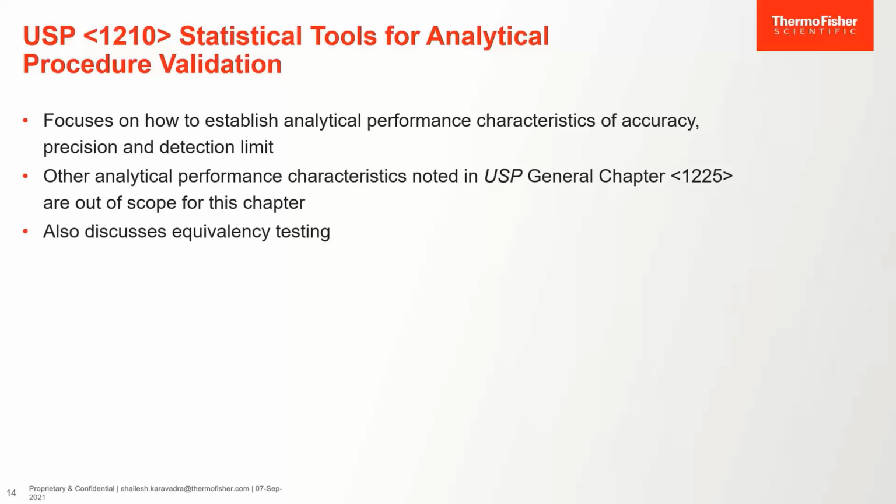Other analytical performance characteristics noted in USP General Chapter 1225 are out of scope, especially for this chapter 1210. And USP 1210 also discusses equivalency testing. Equivalency testing is done, for example, when a pharmaceutical analytical test has been replaced by another technique. For example, a quantitative test for which you are doing a Karl Fischer titration. Then equivalency testing is to be carried out to make sure that the technique with which you are replacing the first primary method or analytical test is really equivalent to the primary technique test that you used to do.